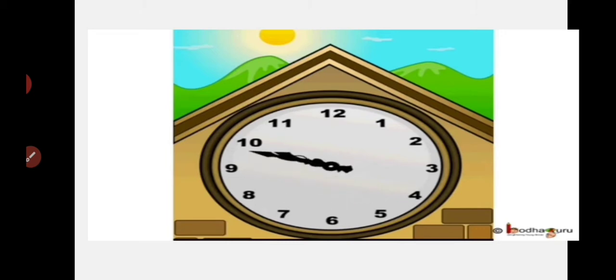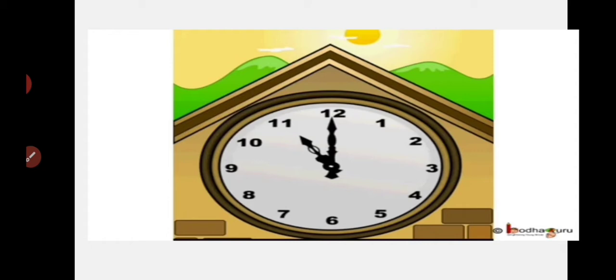Now I move the hands of the clock. Can you see how the minute hand takes one full circle and the hour hand moves by one number? That is, now the hour hand moved from 9 to 10. So this is 10 o'clock. Now I move the minute hand again. After a full circle, this is 11 o'clock. The hour hand is at 11. Now I move the minute hand again. After a full circle, this is 12 o'clock because the hour hand is at 12.